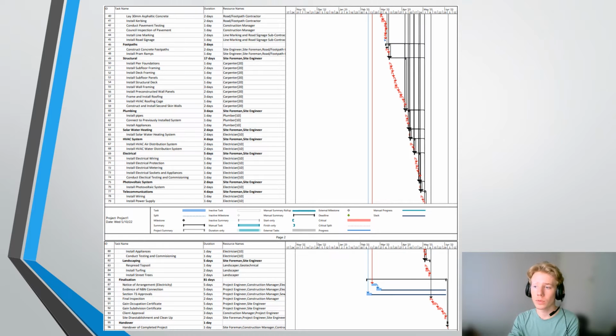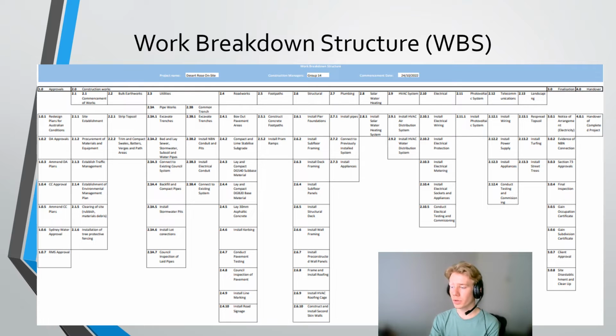And here we have the remainder of the Gantt chart, including the final construction phases, finalization, and handover. From the schedule, the work breakdown structure was then produced as a baseline for the stages of the project. A significant bulk of the work lies in the construction phase, as is seen.